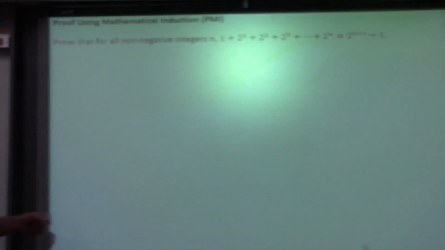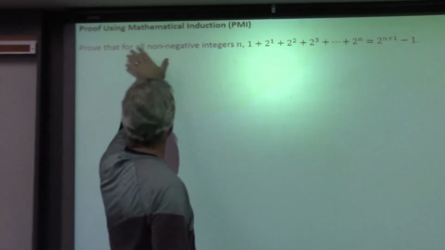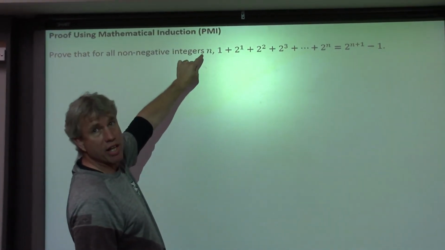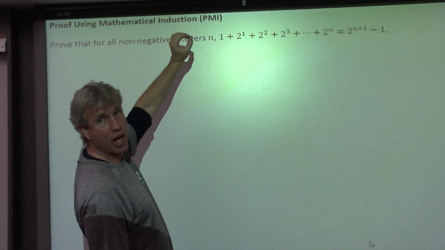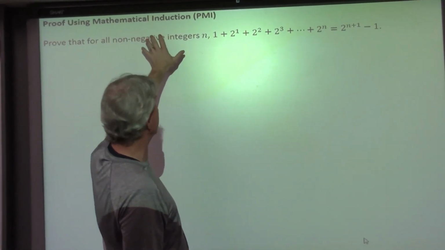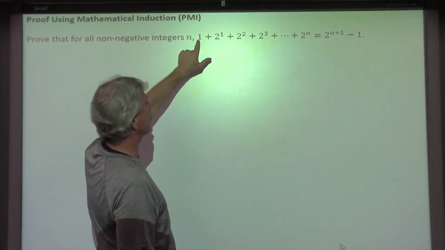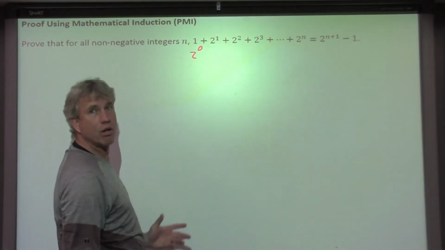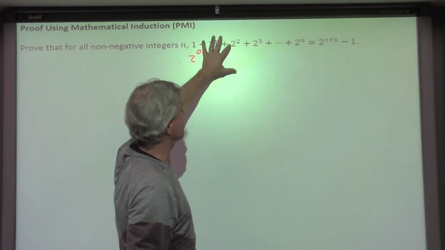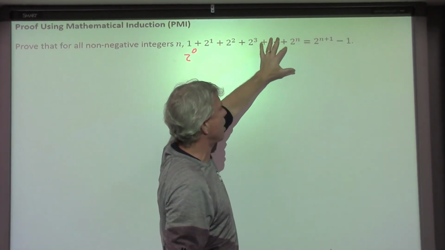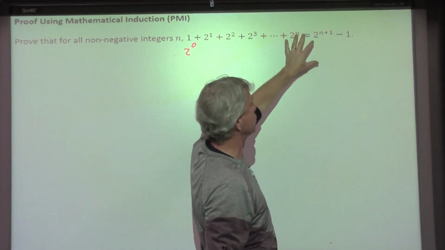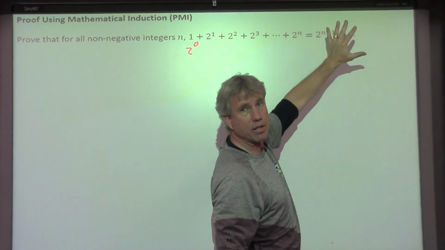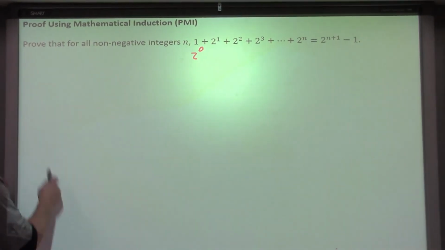So on this slide, we want to demonstrate that for all non-negative integers n, so non-negative means starting at 0 this time instead of 1, because 0 is a non-negative integer. We want to demonstrate that the sum 1, which we want to recognize 1 is the same as 2 to the 0. We want to show that 1 plus 2 to the first plus 2 squared plus 2 cubed plus dot dot dot plus 2 to the n can be added up by just doing 2 to the n plus 1 minus 1.